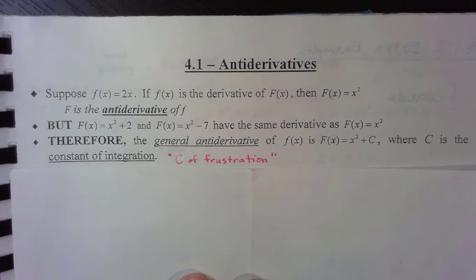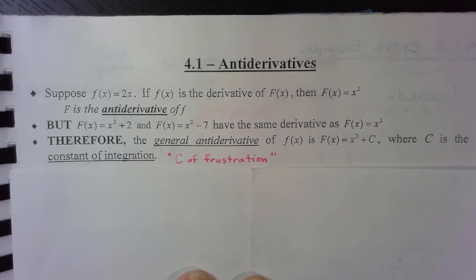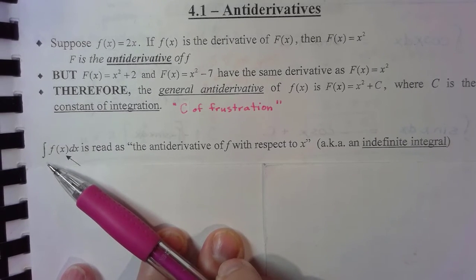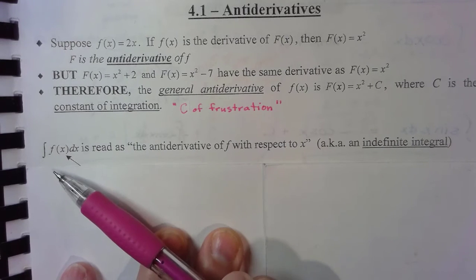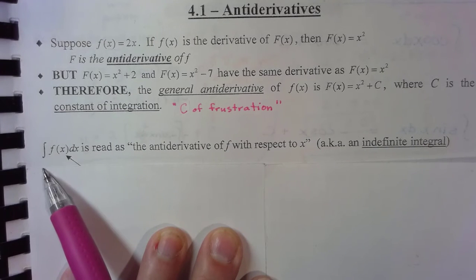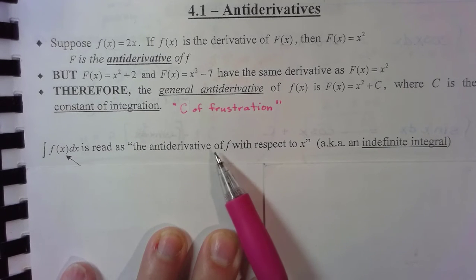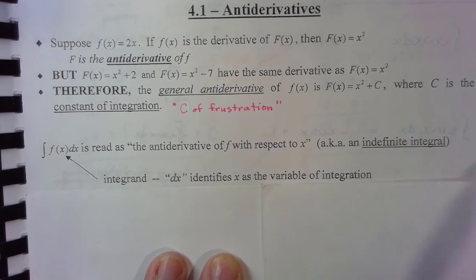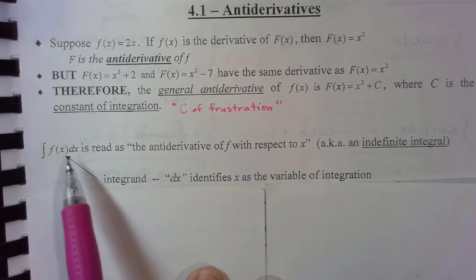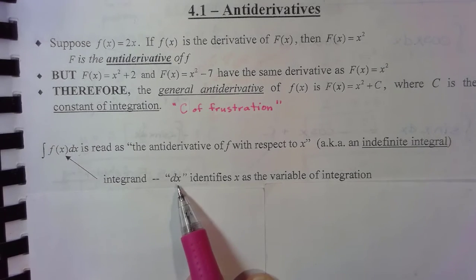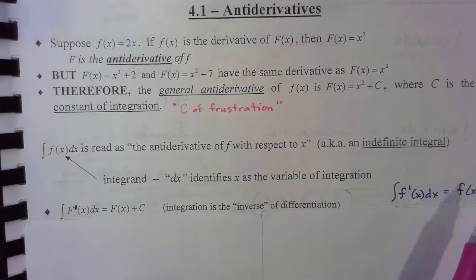I like to call it the c of frustration because at the beginning, students forget to add the plus c and lose lots of points. New sign, squiggly s. We'll talk about that more. The integral of f of x dx is read as, integration sign, the antiderivative of f with respect to x. And we call this an indefinite integral. Now it has parts. This part is the integrand, and dx identifies the variable of integration.